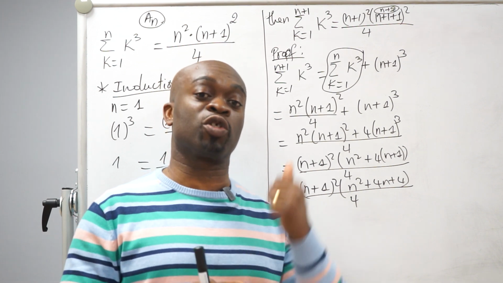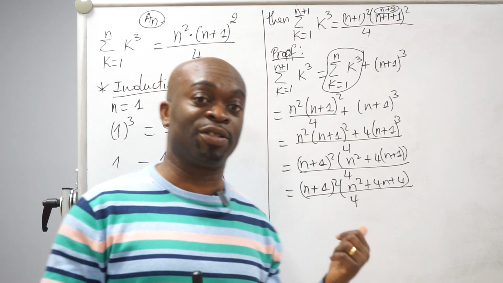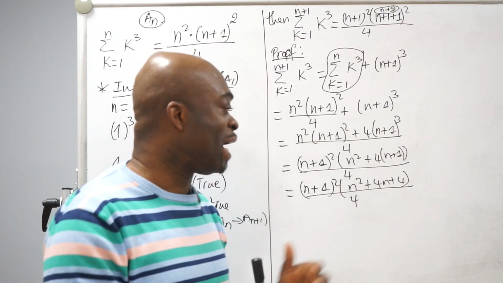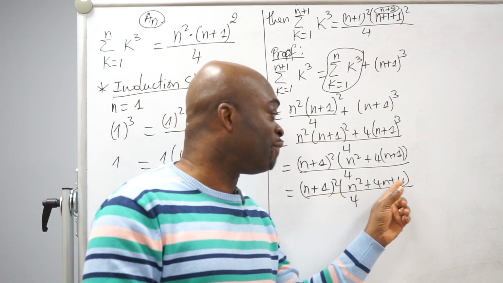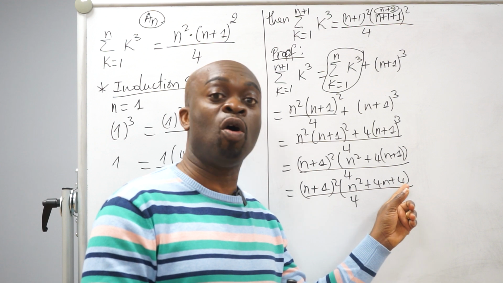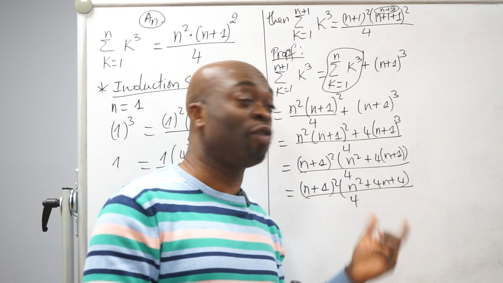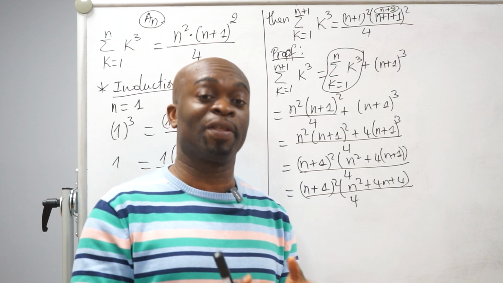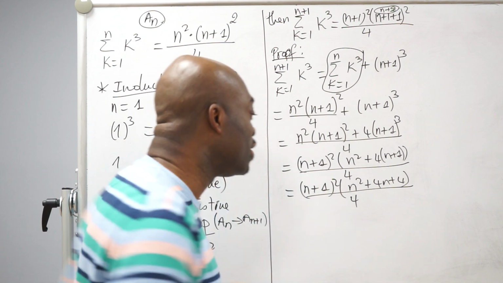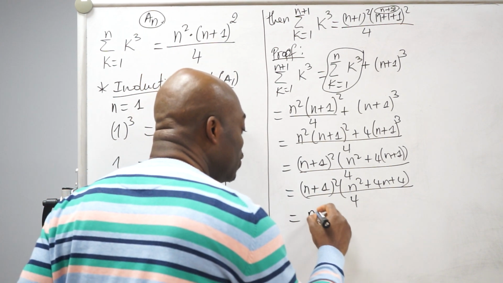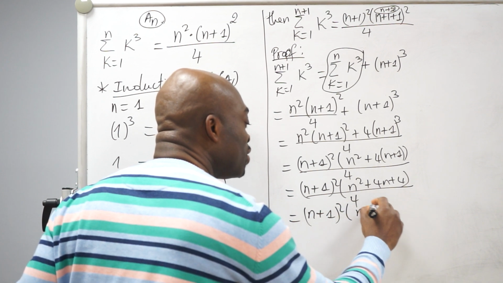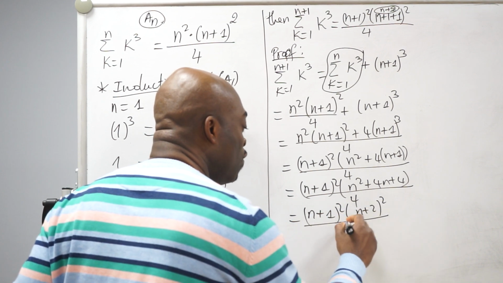Or better yet, I can link it to this video, so it's going to make your life a lot easier. What's going to happen? The AC method says what? I'm looking for 2 numbers that will multiply to give me 4, and the same 2 numbers add up to give me 4. What are those 2 numbers? 2 and 2, because 2 times 2 is 4, and 2 plus 2 is 4. That translates to n plus 2 to the second power over 4.